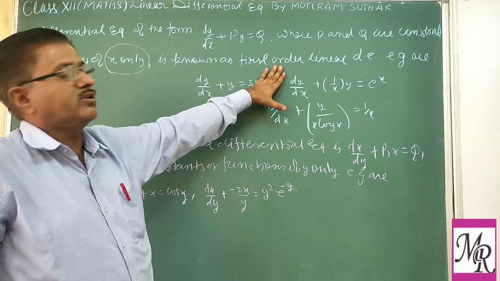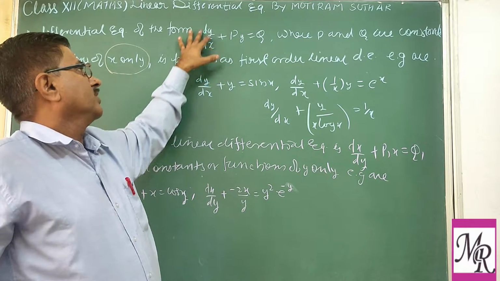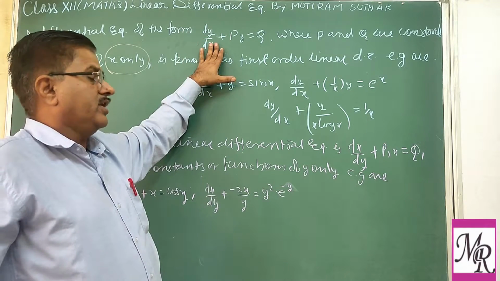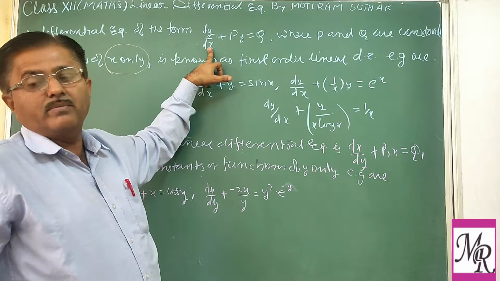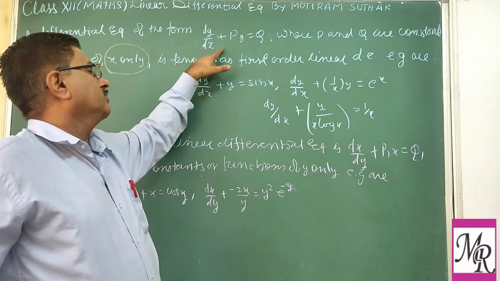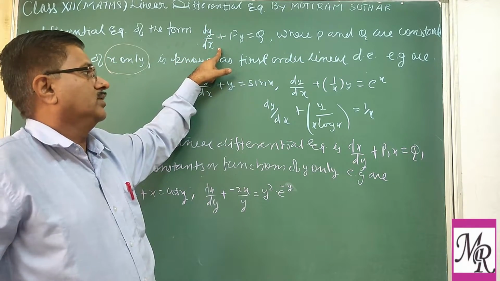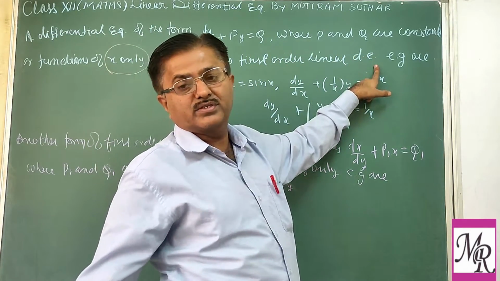Why do we call it first order? Because there is a first order derivative. The highest derivative of the dependent variable with respect to the independent variable is first, one time derivative is there. Linear: why do we call it linear? Because its degree is 1. That's the first order linear differential equation.